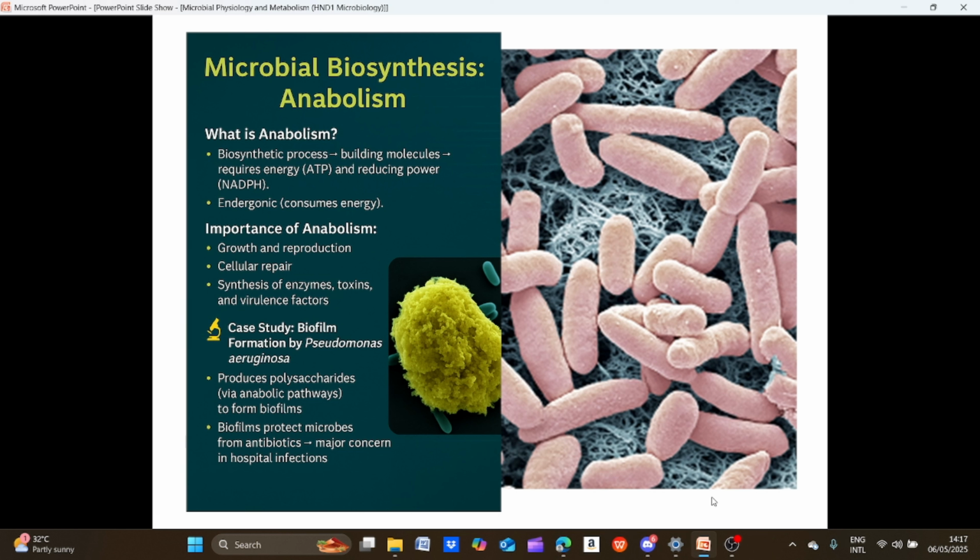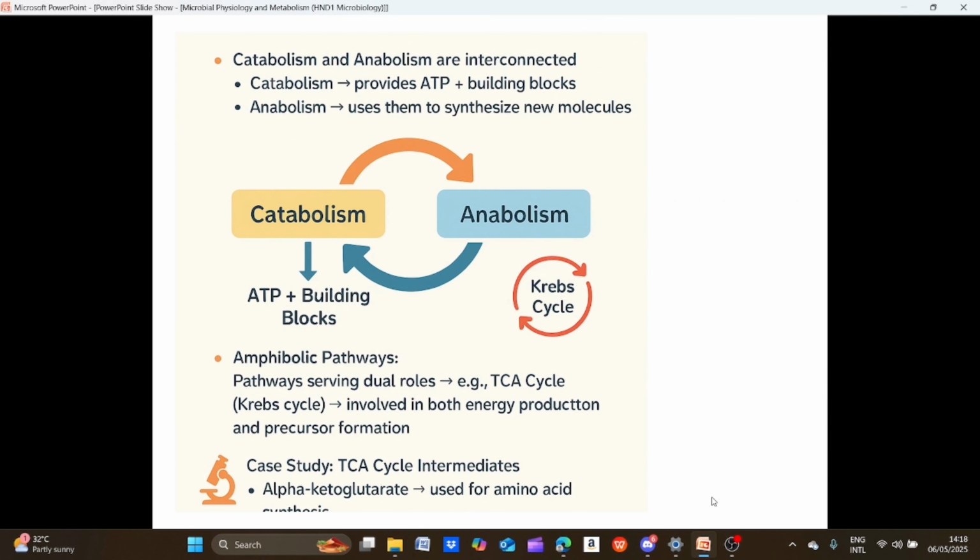And a case study of this is biofilm generation by Pseudomonas aeruginosa. This is an anabolic pathway whereby this microorganism will convert polysaccharide via the anabolic pathway into forming biofilm. And this biofilm, why do they produce biofilm? So as to protect microorganisms from antibiotics and some major hazards to their cells.